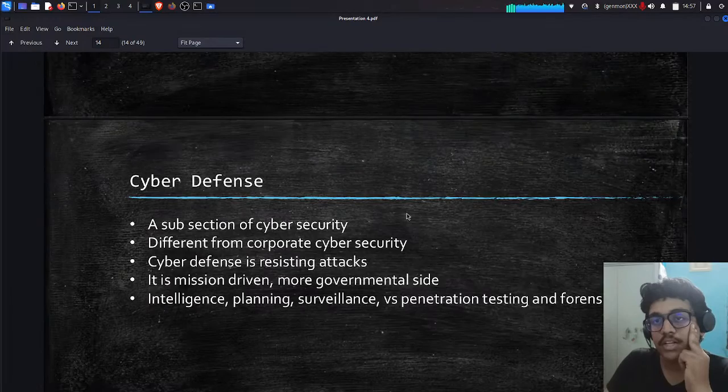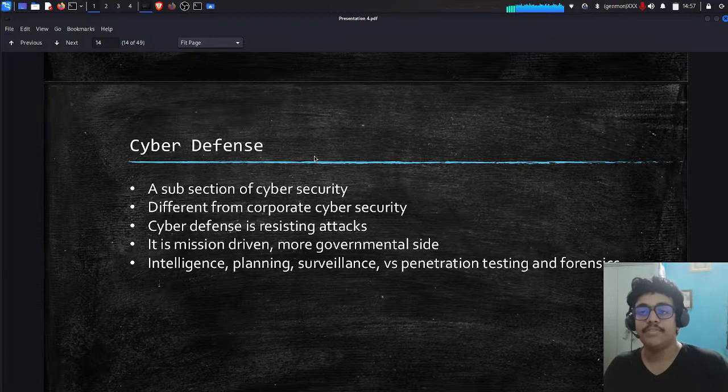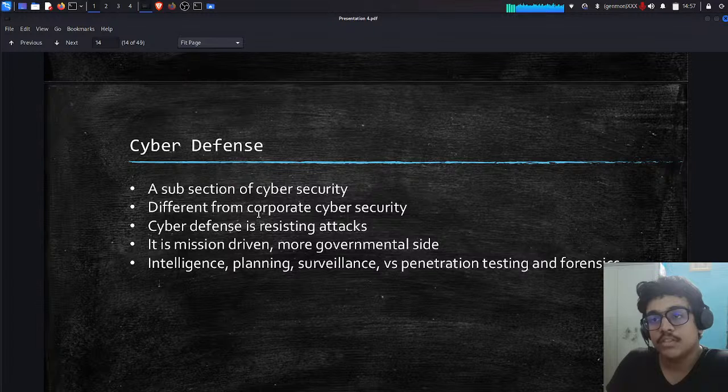Let's move to another topic. What is cyber defense? It is a subsection of cybersecurity, and it is different from corporate cybersecurity. What does cyber defense do? Cyber defense is done in order to resist attacks. There are systems made and practices, for example secure coding practices. These are the methods used in defense in order to resist attacks.